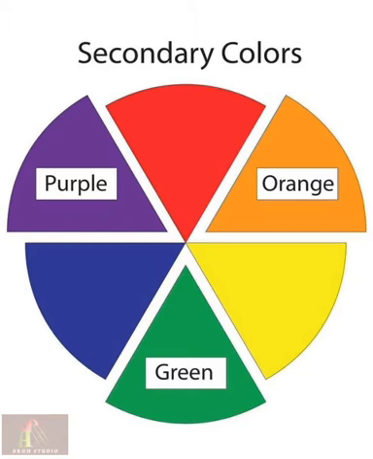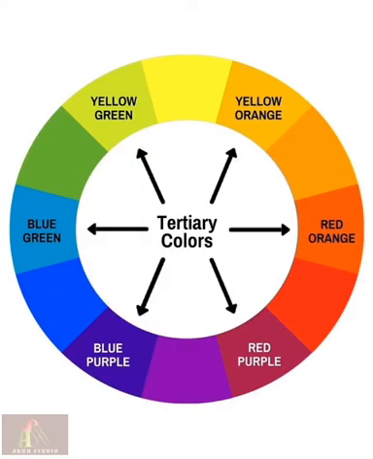Secondary colors are created. Like we have purple, which is created by mixing blue and red. We have green, which is created by mixing blue and yellow. We have orange, which is created by mixing red and yellow. After that, we have tertiary colors. Tertiary colors are formed by mixing primary and secondary colors. We have yellow green, yellow orange, red orange, red purple, blue green. So these are tertiary colors and they are created by mixing secondary and primary colors.